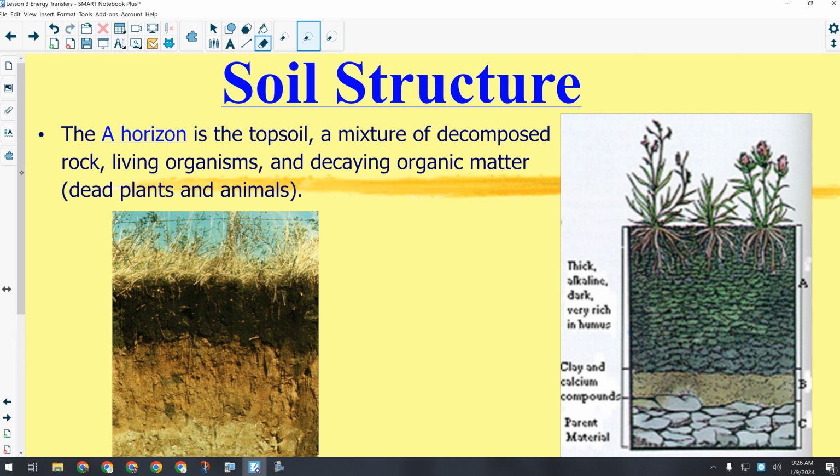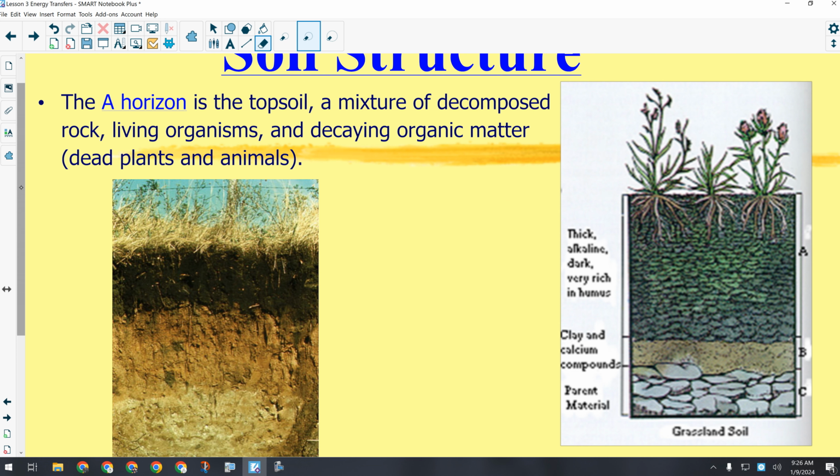The A horizon, like we said, is the topsoil. A mixture of rock, living organisms, decaying organic matter, that's dead plants and animals. Usually darker in color. So this would be A, this would be B, that would be C down below. The picture on the right is a typical soil profile for a prairie. Prairies typically have very thick topsoil.